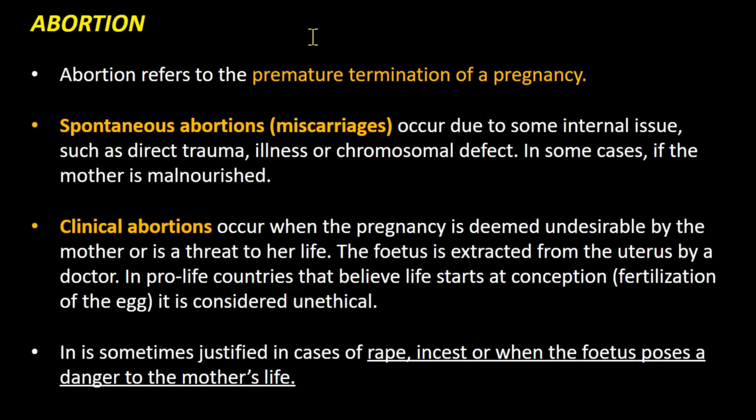Abortion refers to the premature termination of a pregnancy. Basically, this is not a contraceptive method because this does not prevent pregnancy, this prevents childbirth. So we have two different types.